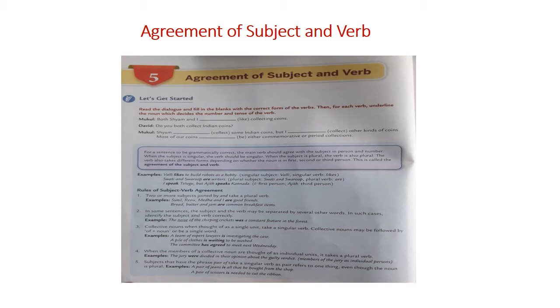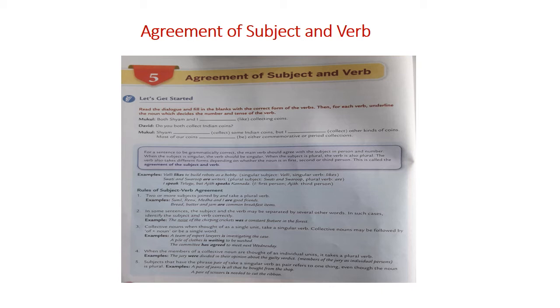Example: the jury. Jury is a collective noun. The jury were divided in their opinion about the guilty verdict, which means here the jury means the members of the jury, taken as separate individuals. So your verb is plural. But if it is taken as a whole, then your verb will be singular.